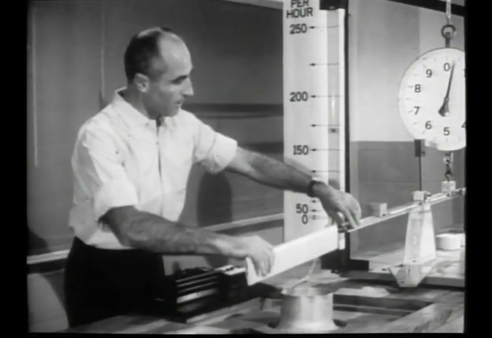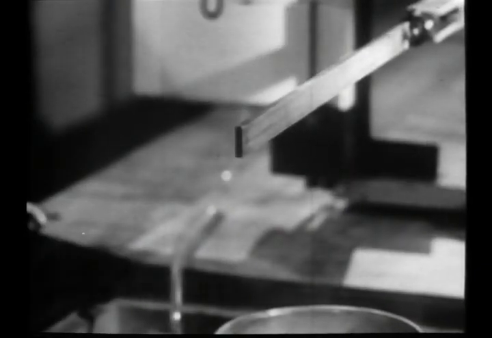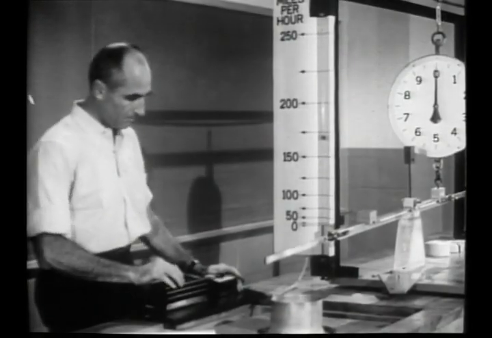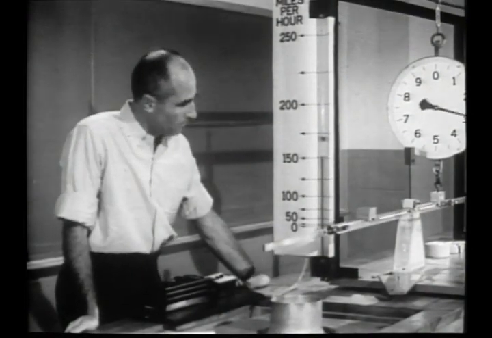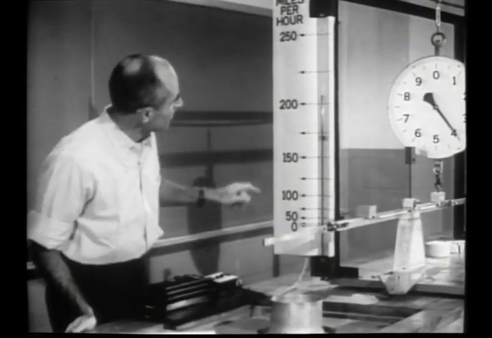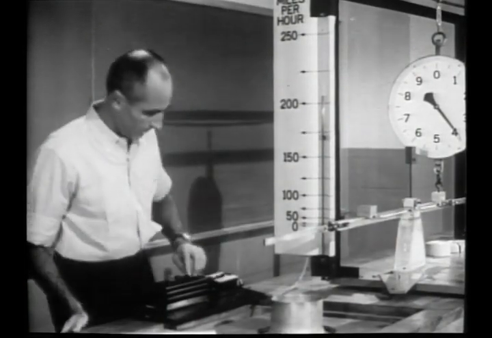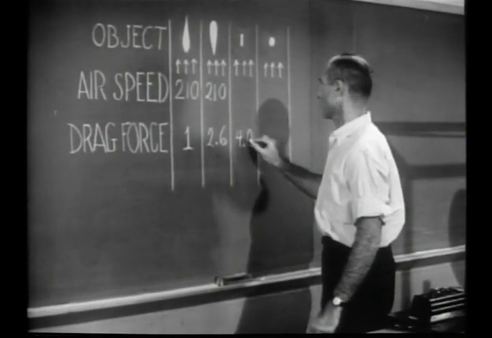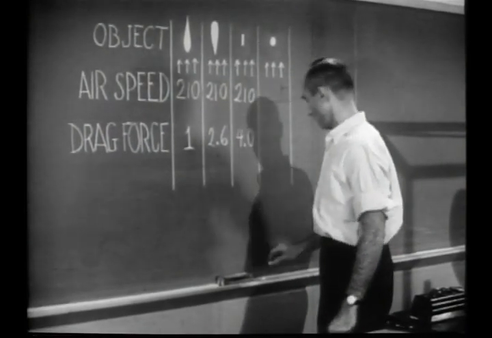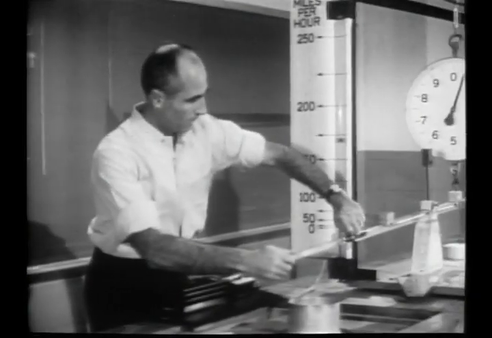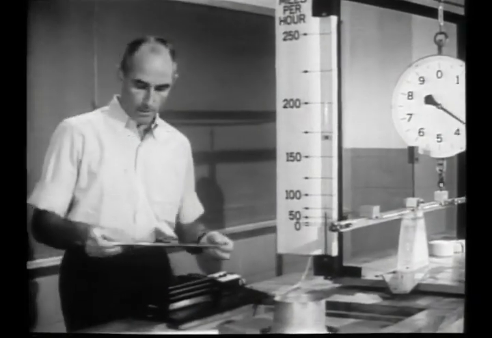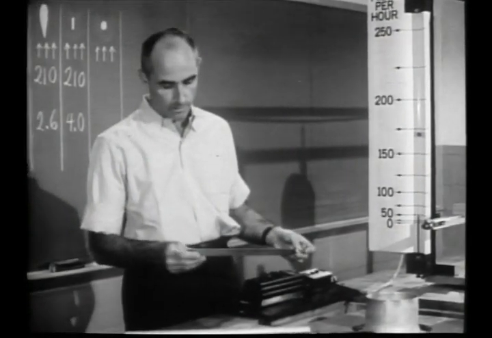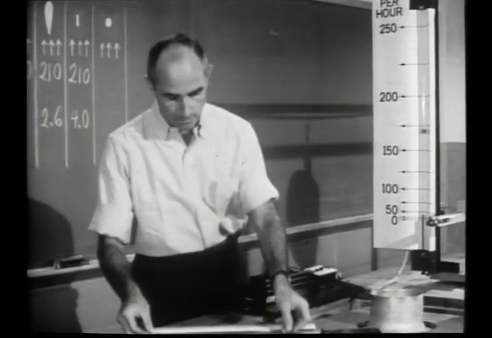Now let's take the airfoil off altogether so that we measure the drag of the rectangular support alone. Even though the cross-sectional area of this rectangular support is very much less than that of the airfoil, its drag is about 4 times as large.